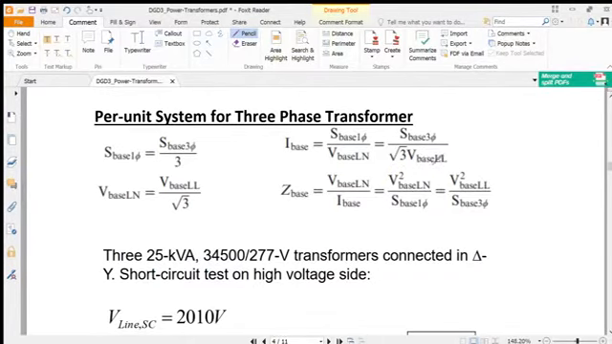In a Y connected circuit, the line to line voltage is defined as root 3 times the line to neutral voltage. Similarly, the equation is given here, and if we put it there, we get this equation.